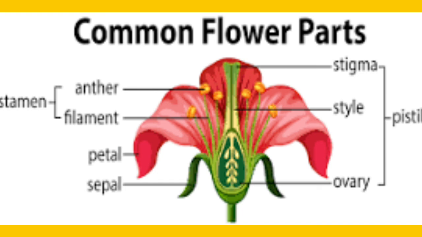The innermost whorl is the gynoecium. Gynoecium is made up of carpels. Which are the parts of the carpel? Ovary, stigma, and style. The ovary contains ovules, which contain female reproductive cells. Later, ovules change into seeds. Ovary changes into fruit. So, gynoecium is the female part of the flower.